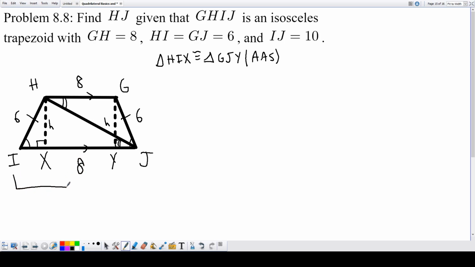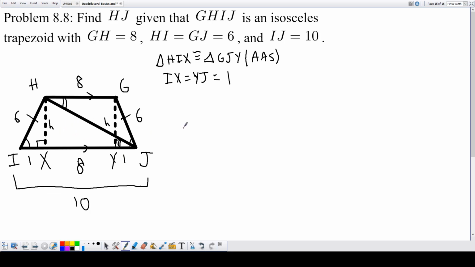Now, if the entire length has to be 10, and you know that IX and YJ are the same, because of CPCTC, then that means that they both have to be 1 to add up to get 10. So now I have a right triangle HXJ where the hypotenuse is HJ, what I'm trying to solve. So let's use the Pythagorean theorem.